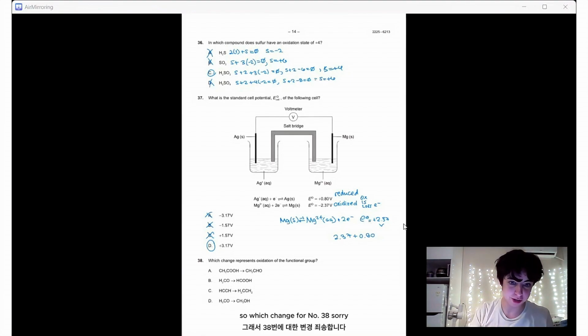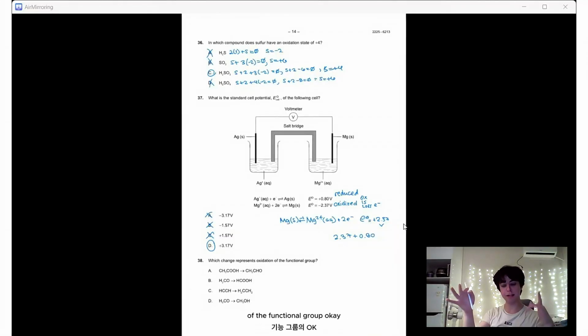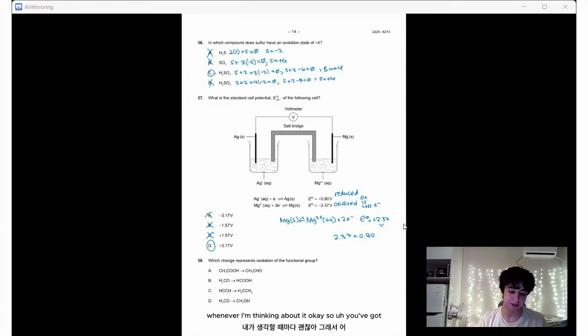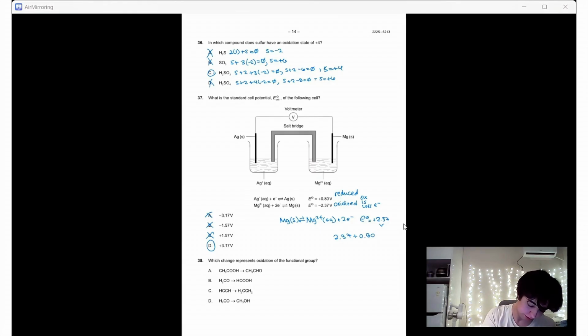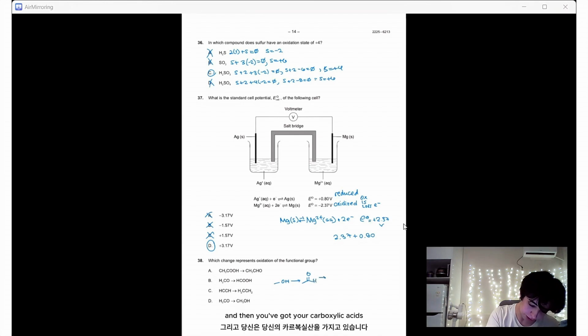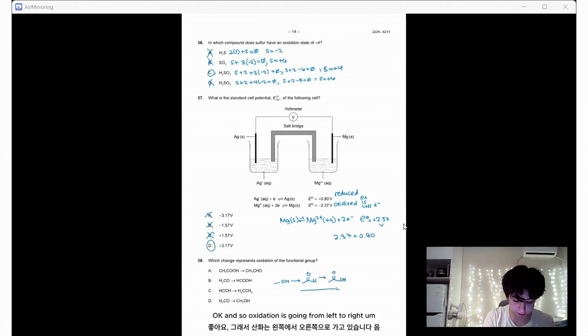So which change for number 38? Sorry, I forgot to say that. Which change represents oxidation of the functional group? Okay, so if we're thinking oxidation, right? Oxidation is, I kind of like to make a chain of oxidation whenever I'm thinking about it. Okay, so you've got your alcohols, and then you've got your aldehydes, and then you've got your carboxylic acids. Okay, and so oxidation is going from left to right.